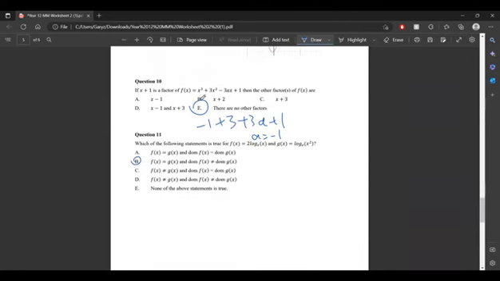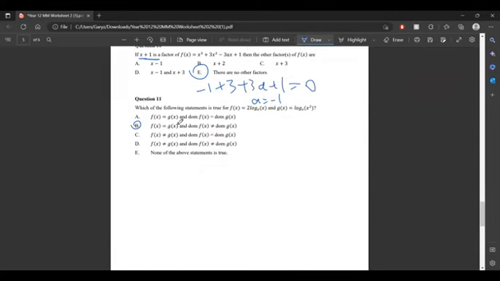Question 10, we know that x plus 1 is a factor. So in other words, f of -1 must be 0. So we sub that in, equal to 0. A is -1. And in other words, we just have x cubed plus 3x squared plus 3x plus 1. And we know that that is equal to x plus 1 cubed. In other words, there's no other factors. So E is the correct answer here.